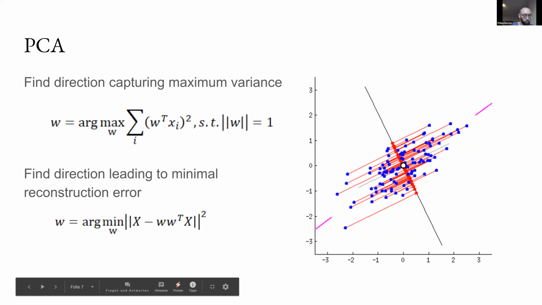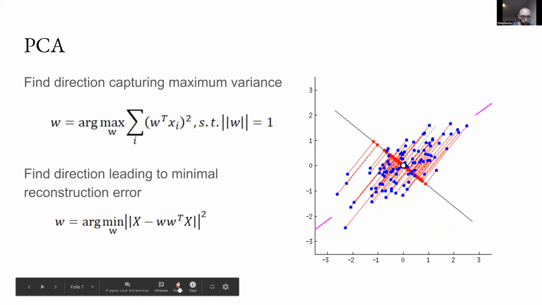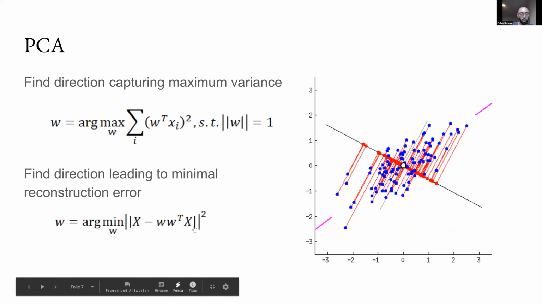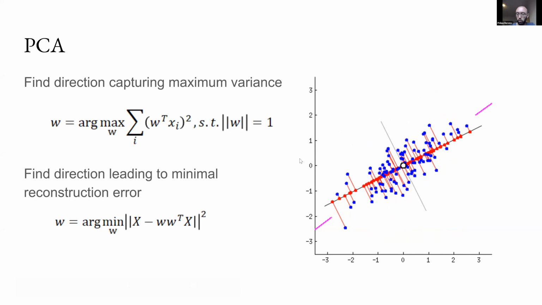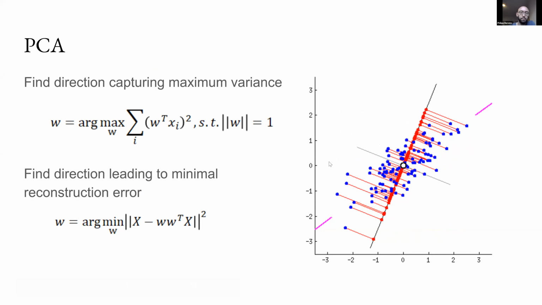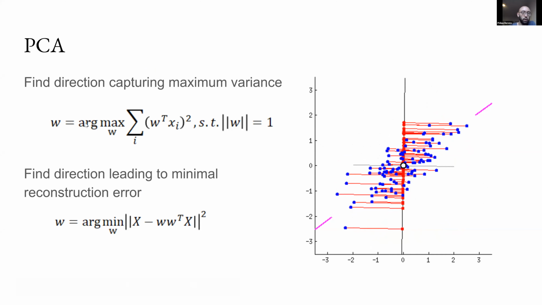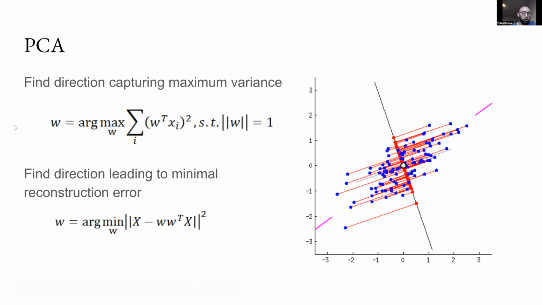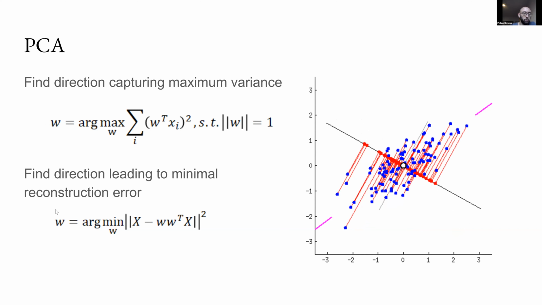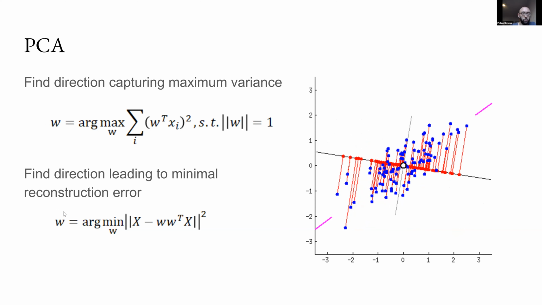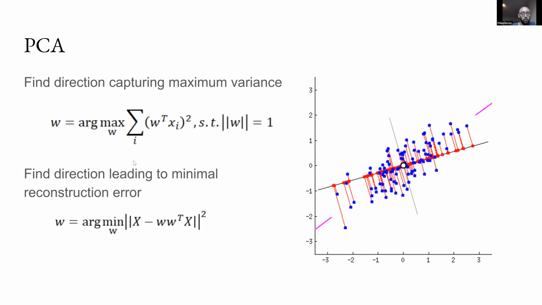I have to very briefly change something with this pointer. Somehow that's not working really well for me. I hope you can still see my pointer now. Okay, so we find the direction capturing maximum variance here, some W, or equivalently a direction leading to the minimal reconstruction error. You can show that solving these two problems is equivalent.